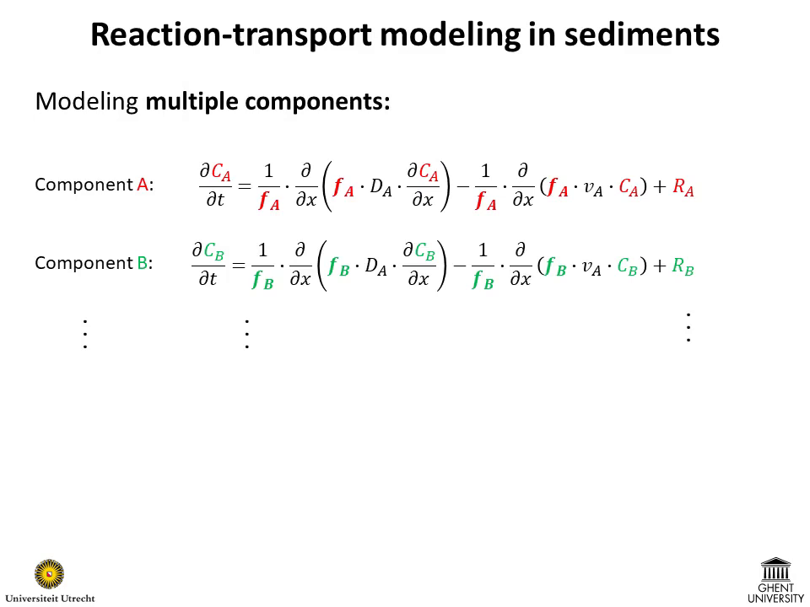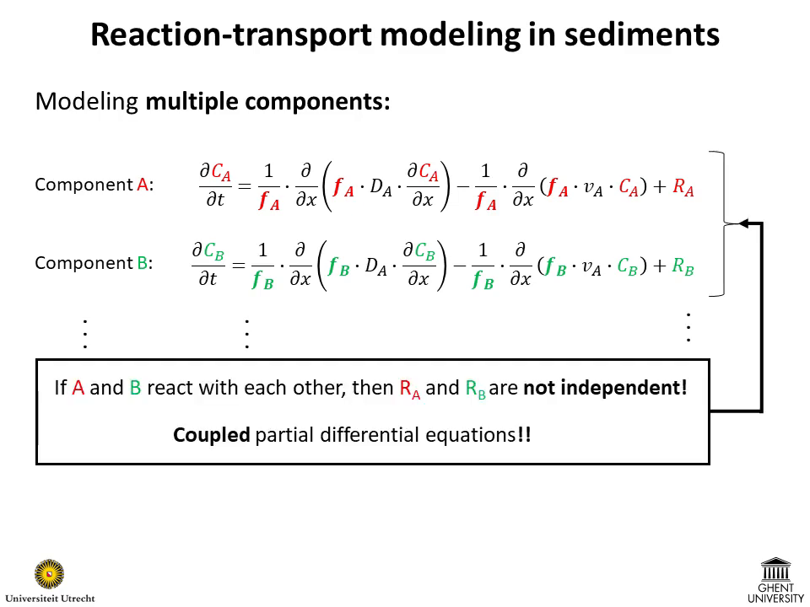Reaction transport modeling often involves multiple components. In this case, we need to solve a separate differential equation for each component. It can often happen that component A reacts with component B. In this case, the reaction terms for components A and B are not independent of each other. As a result, the differential equations for components A and B are coupled.